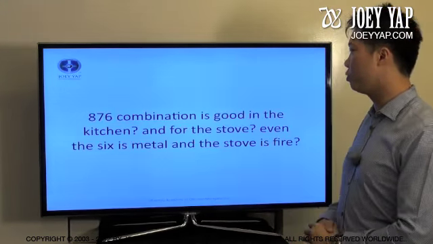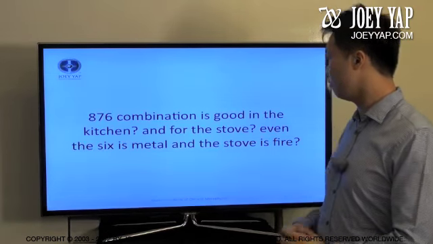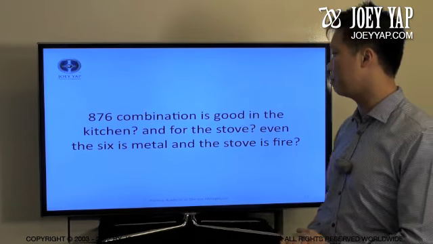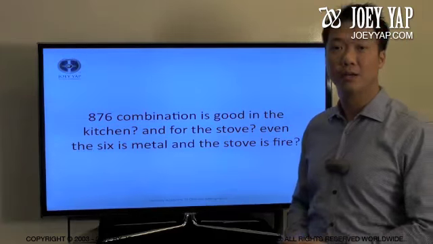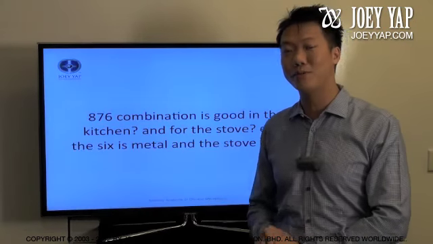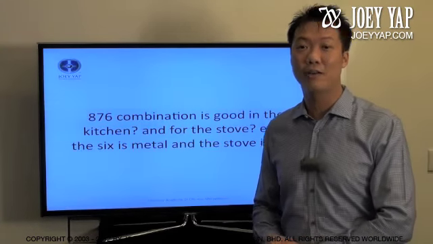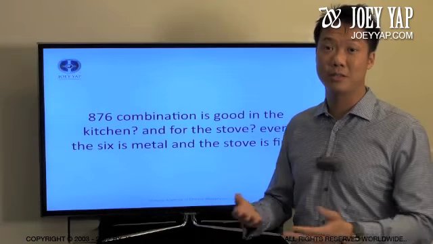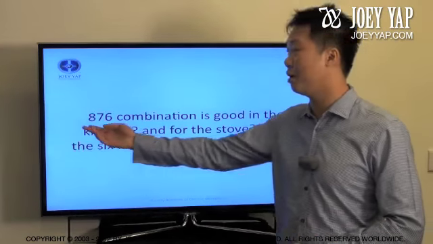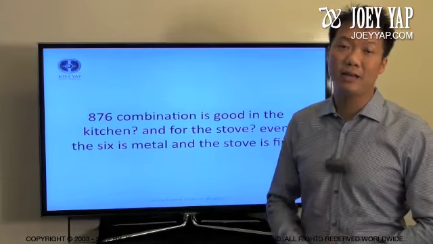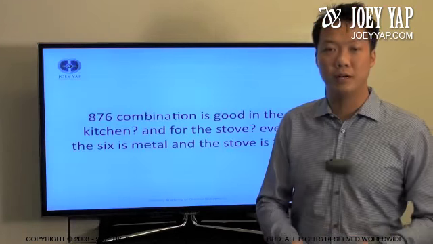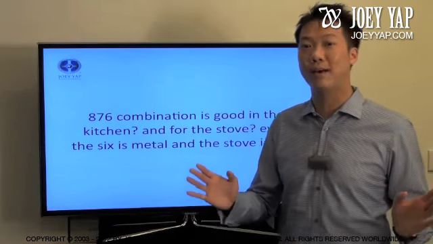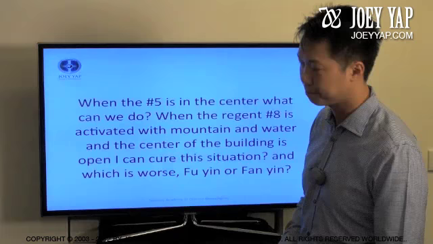Is the 876 combination good in the kitchen and for the stove? Even the 6 is metal and the stove is fire. Now, good question, because normally we do not put the stove with the fire element, because fire counters metal. However, did you not have an 8 star? The 8 is earth, so fire will produce the earth, produce the metal, no clash, so it is okay.